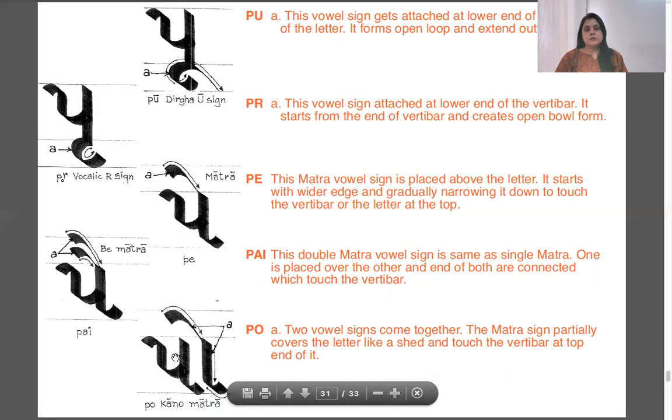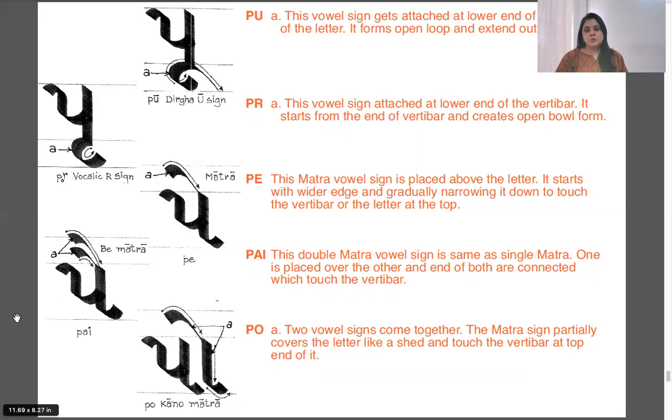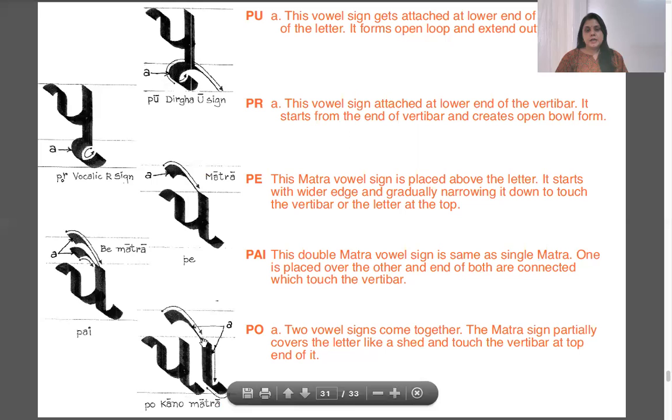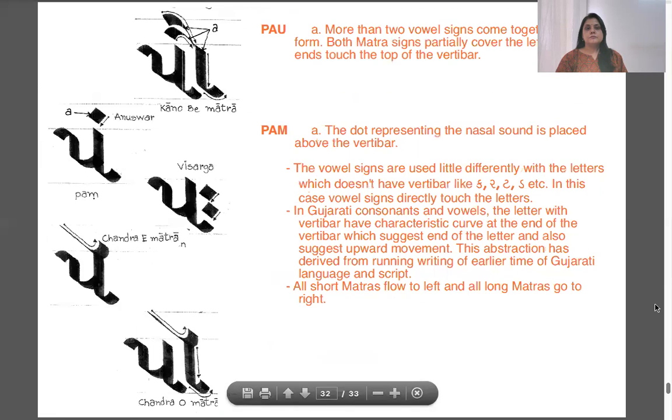Now this is Po. In this letter, two vowel signs come together. This A and this Kana. The Matra sign partially covers the letter like a shade and touches the vertebra at the top end of it. Now, the next Matra is Pau. More than two vowel signs come together.